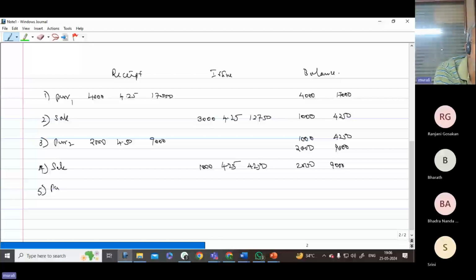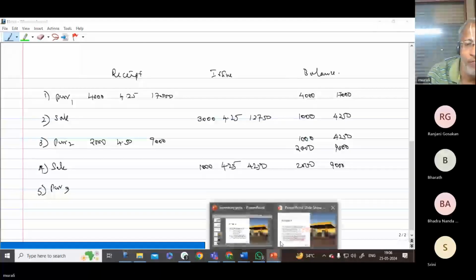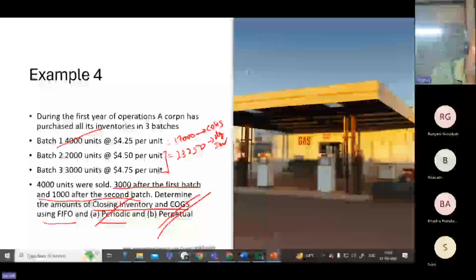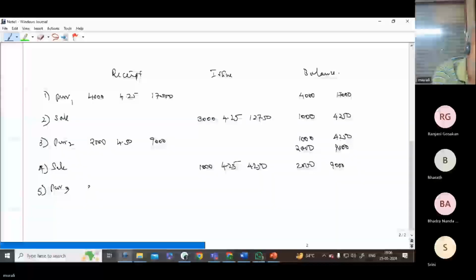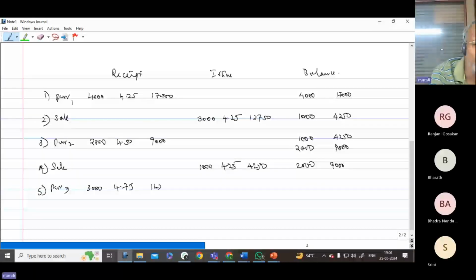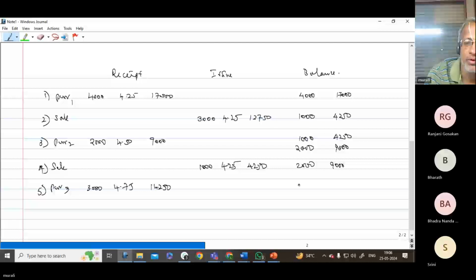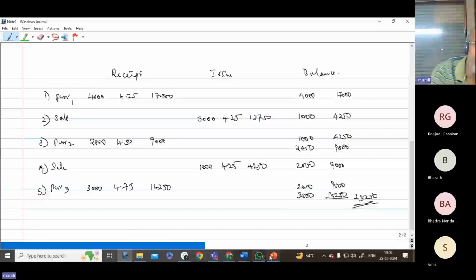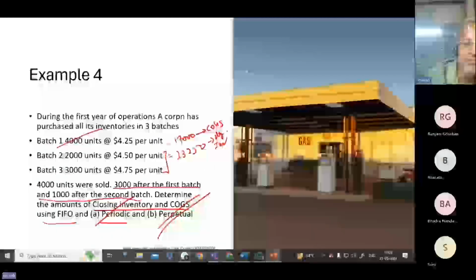Fourth one, purchases for the third time. 3,000 at 4.75, 14,250. Balance 2,000 and 3,000, 9,000 and 14,250, 23,250. So our answer that we have developed is the same.